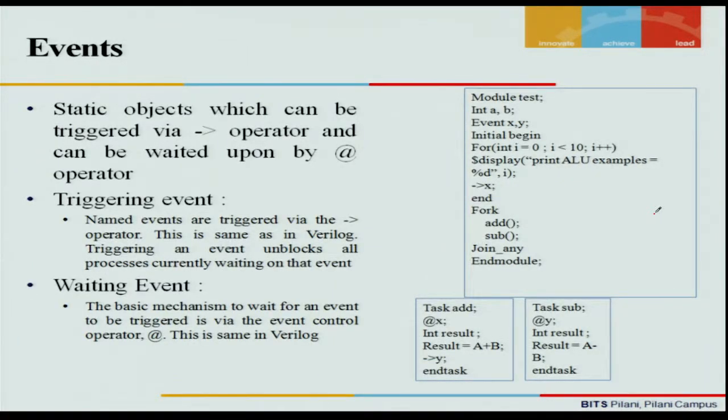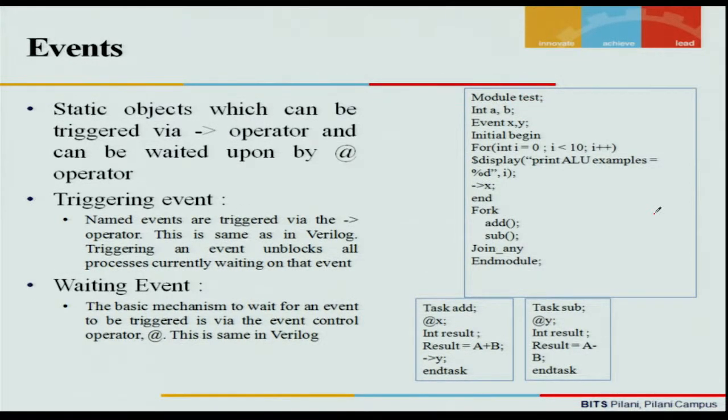So events are basically the third kind of interprocess communication after the mailbox and semaphore. Mailbox and semaphore were introduced in SystemVerilog. Events were also there in Verilog, and an event is basically a static object which can be triggered via this operator and can be waited upon by an at operator. So mailbox and semaphore were used for interprocess communication. What the event does is give you a controlling mechanism by which you can control two different processes. So in that way, events are very useful.